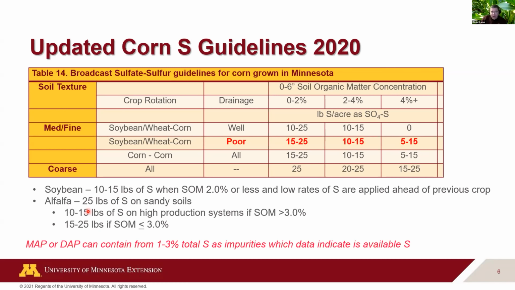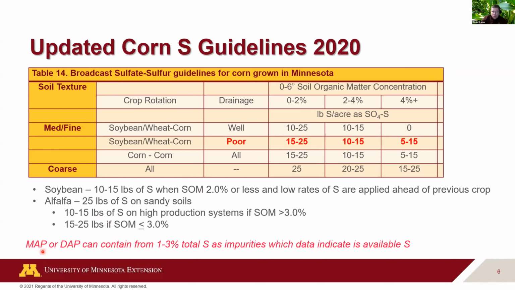Then with alfalfa, I showed some data in the recorded presentation, really tracking a couple sites where we're seeing some responses. What I recommend is 25 pounds of S in sandy soils. High production systems, 10 to 15 pounds if your organic matter is greater than 3%, and if you're below 3%, then increasing that to 15 to 25. So we're at least being able to track some of these things that we haven't been in the past.